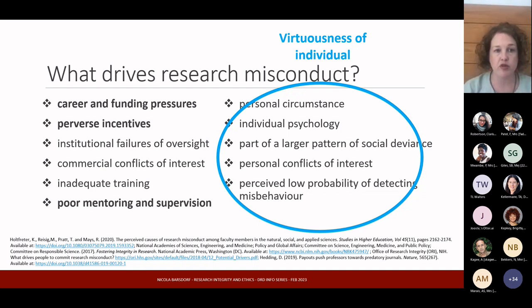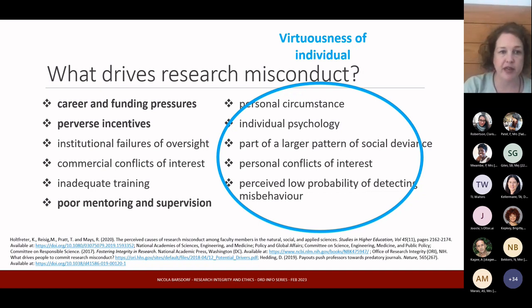The ones on the drivers on the right are really about the virtuousness of an individual, right? So some drivers are personal circumstance, individual psychology, perhaps the behavior is part of a larger pattern of social deviance, or an inability to manage those personal conflicts of interest. And in many cases, the driver is just the perception that the person's not going to get caught. So, you know, if you think there's a low probability of being detected, then you're going to go for it.